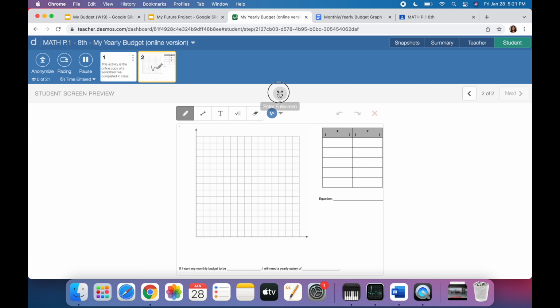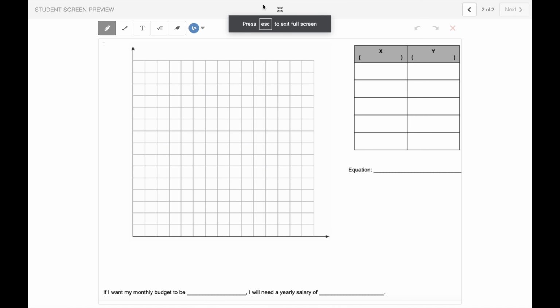Slide number 2 is a picture of the worksheet. I recommend you go into full screen mode to really have the space to write some details in here. So, we recently talked about monthly budget and found what our monthly budget would be in our future life. So, that is what we're going to start with here. I want you to write that monthly budget in this blank.